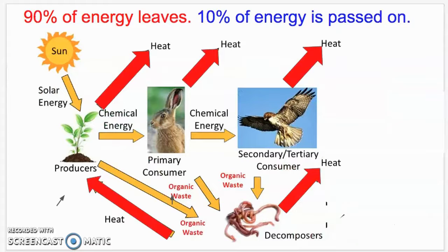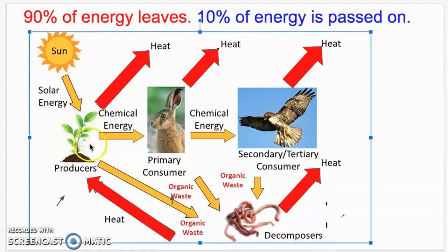To show us where most of the energy goes, we need to add in some arrows, these red arrows here, to show the energy, 90% of that energy leaving our ecosystem as heat. So 90% of the energy leaves as heat, only 10% of the energy is passed on. The plant captures energy, but it uses up 90% to grow and respire and breathe and fight viruses. Only 10% of its energy goes to the rabbit.